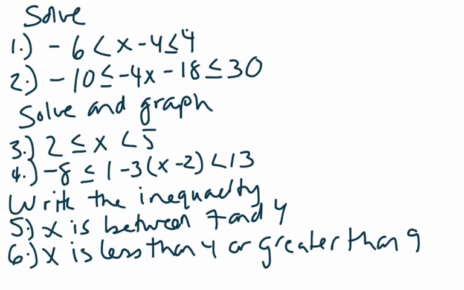And then for the last two, write the inequality for x is between 7 and 4 and x is less than 4 or greater than 9, which is the only one of the second type on here. So pause the video, take a moment to do those out, and then unpause the video to check your work.